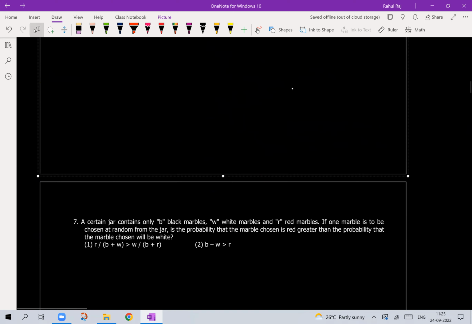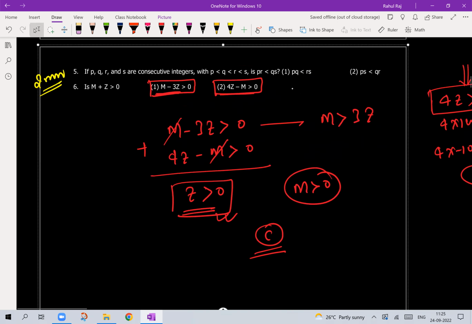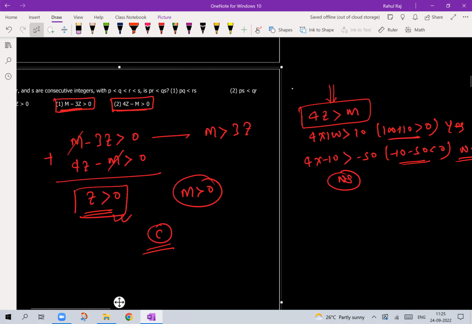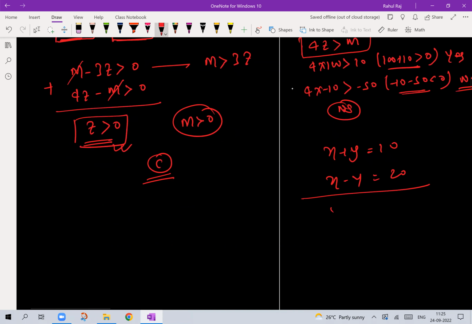Yes, Rahul. Please tell me, z is more than 0, understood, when you combine both the equations. M is more than 3z, from statement number 1, right? You can still use that. 100%, because we are trying to combine these two statements now. Imagine if you do x plus y is equal to 10 and x minus y is equal to 20. When you add it, what do you get?